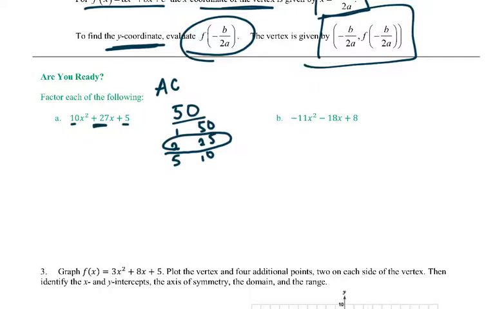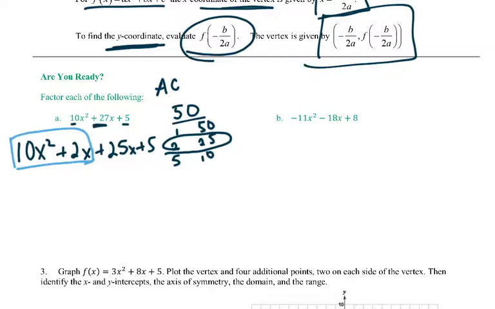So what we can then do is break up our middle term into 10x squared plus 2x plus 25x plus 5. Now we can factor by grouping, which means that I can look at this first set of terms and factor out a common factor, and I can do the same thing on the second group of terms. So ideally what we want is the exact same binomial being multiplied by an outside term for both of these. So let's see what I mean by that.